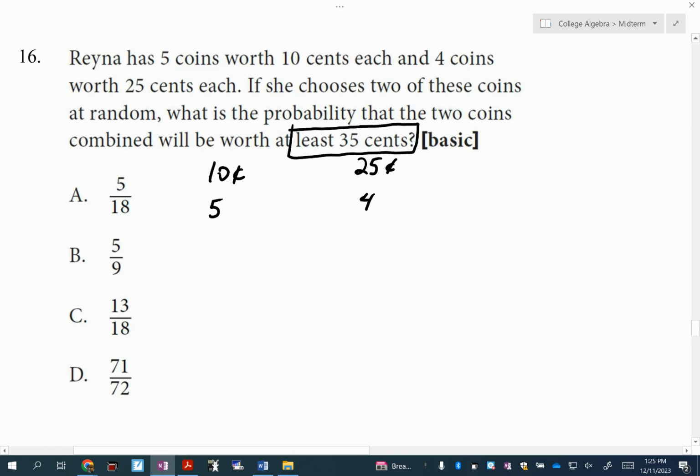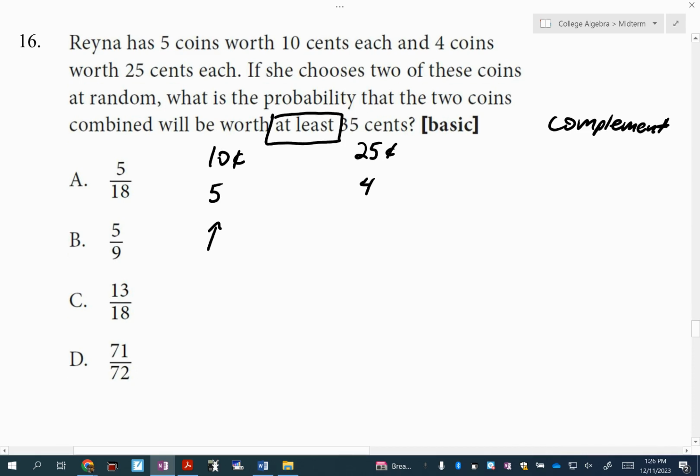Now, when I actually teach this to my stat students, when they see the words at least, I usually tell them to think about finding what we call the complement, which another way to think of that is like finding the opposite. So if we're saying at least 35 cents, the complement to at least 35 cents would be less than 35 cents. And if it's less than 35 cents for the 2 coins, it would essentially be only finding 2 back-to-back 10 cents. So the way I think of it is, okay, your first chance when you pull out a coin is going to be 5 ninths, right? There's 5 10-cent coins out of 9 total coins.